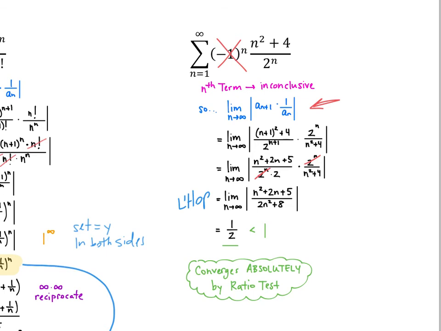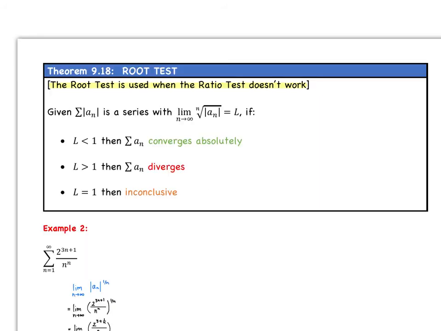Okay, let's take a look at the next page so we can look at what the root test entails. I only have one example that goes along with this, but the root test is used when the ratio test doesn't work. If we're dealing with factorials, typically the ratio test. If we're not, we can throw the nth root test in there.